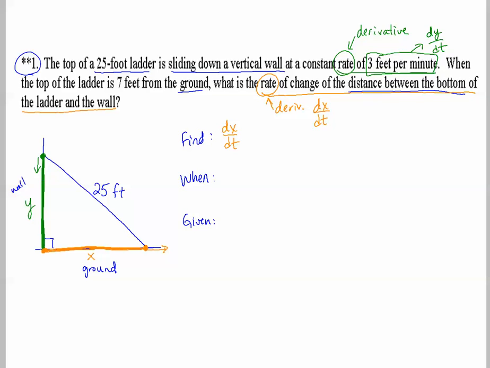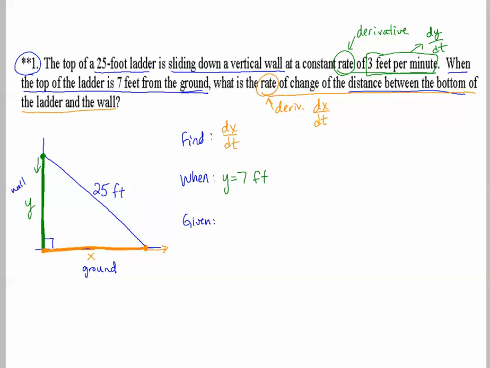When? Well, I saw the word when. Sometimes they use words like at the instant, when, at the moment, when the top of the ladder is 7 feet from the ground. So the top of the ladder to the ground, that length will be 7. So when y equals 7. Given, what other information is there that's given? The ladder's 25 feet, but that's a constant. I already labeled my picture. I have the top of the ladder 7 feet from the ground as my when. Oh, and let's put units. It's not just 7, it's 7 feet.